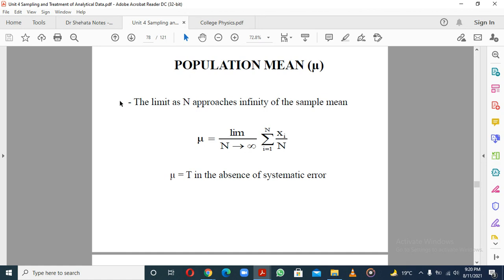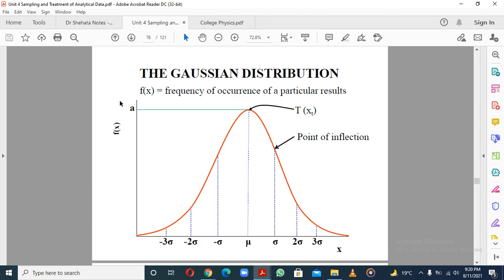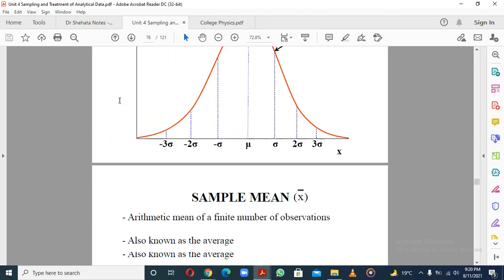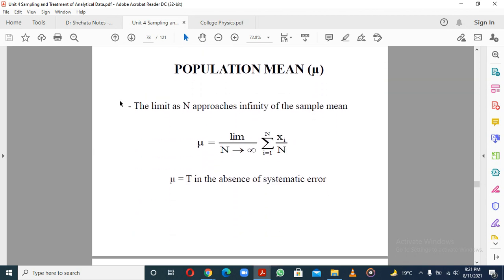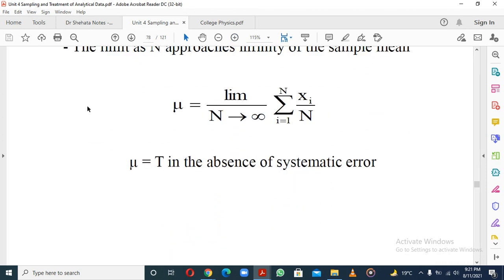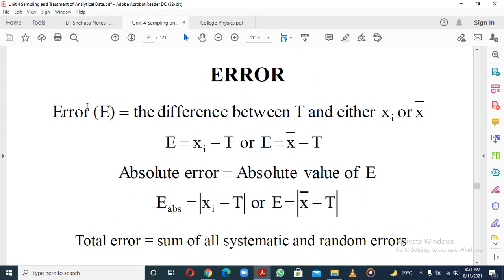Then you see, the mu is equal to the t in the absence of systematic error. So what was the t? Maybe in case people have forgotten, the t is simply the accepted value. Okay, so meaning, if you are sure that there is no systematic error, that you tried to calibrate your sensors pretty well, then you can just assume that this population mean, even though we are just trying to approximate, should be pretty accurate. Okay, so now in those values that you're going to get, there is always going to be an error.